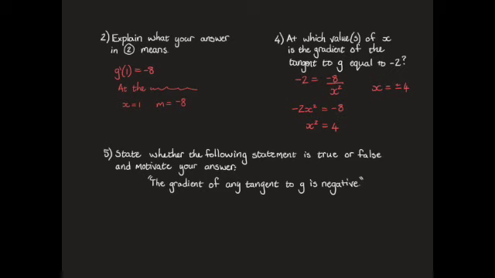So just to recap what that means: when our original function is at the point where x is plus 2, or at the point where x is minus 2, the gradient of the tangent to that function is going to be negative 2.